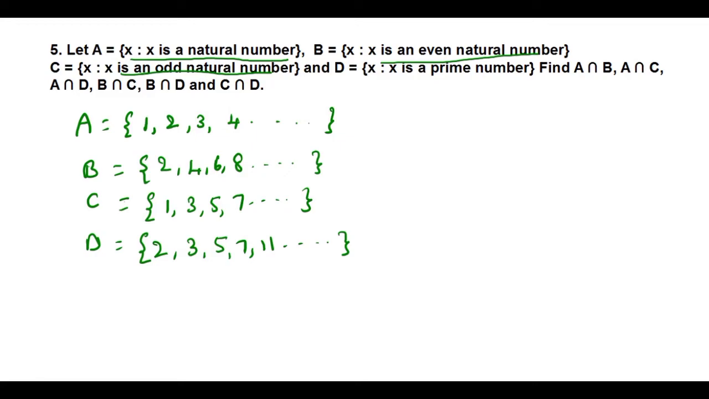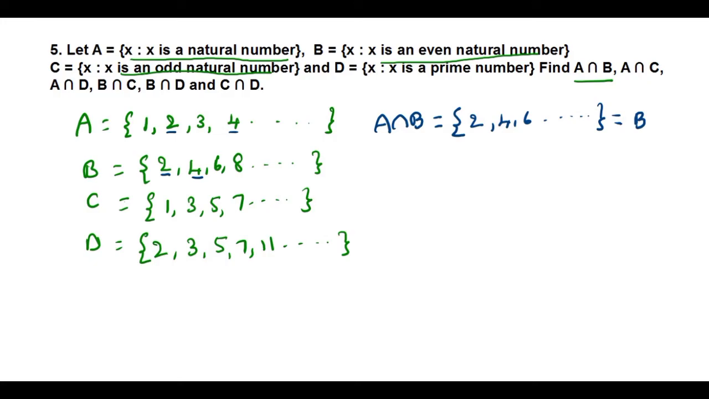First question, A intersection B. So A intersection B means, tell me, what is common in both set A and set B? Yes, there is common 2, 4 like this. That means A is the set of natural numbers, B is even numbers. Then you write only even numbers. What's common here? 2, 4, 6, and so on. So A intersection B equals B, that is, the set of even natural numbers.